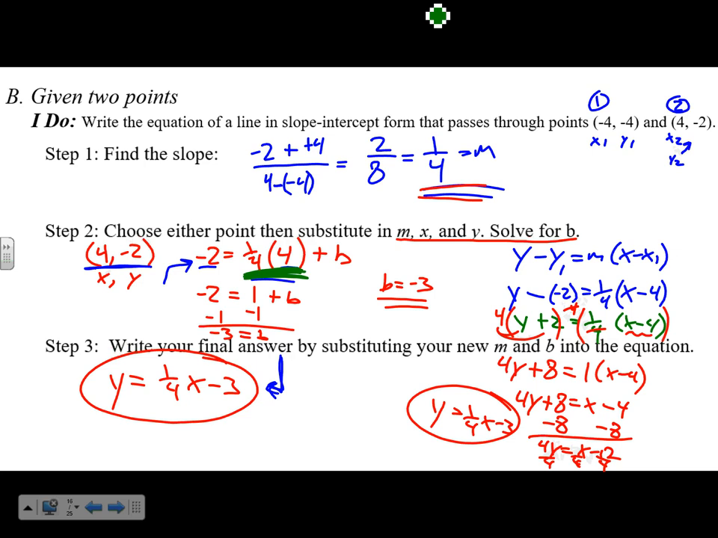If you use this first way, a lot of people put their answer as y is equal to 1/4 times 4 minus 3, and that's wrong. We need an x there. So that's one of the things I'm worried about.